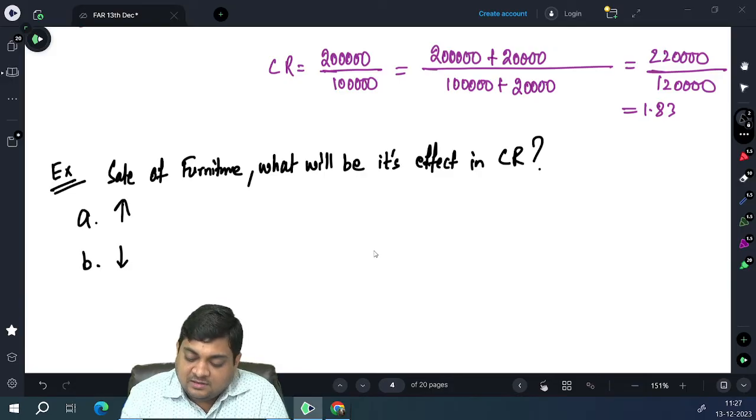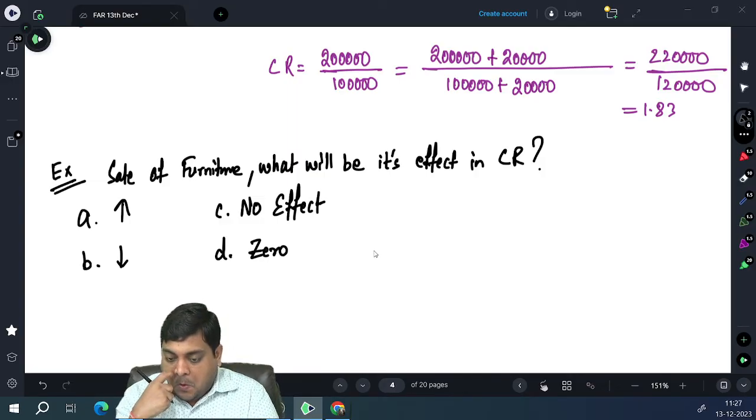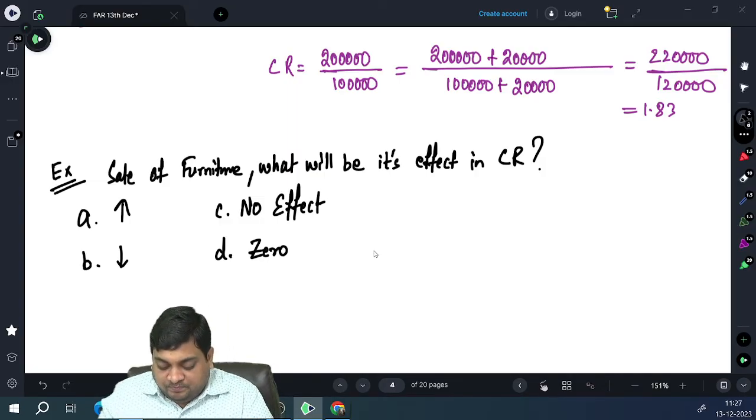Increase, decrease, no effect, 0. Right?